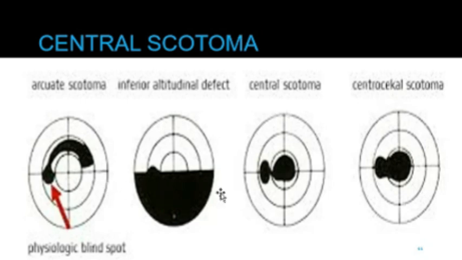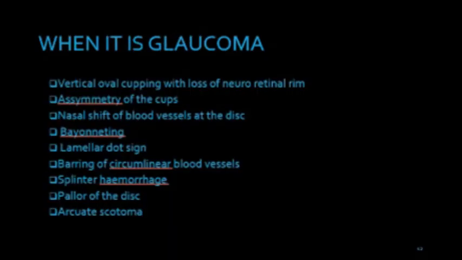And then this is what we mean by a central scotoma. These are different kinds of scotomas. This is the arcuate scotoma, which we will see most times in glaucoma patients. But in this case of central scotoma, which is not a case of advanced glaucoma, likely what we are dealing with is not glaucoma. So now that we have been able to differentiate when it is not glaucoma, let us quickly look at when it is glaucoma.